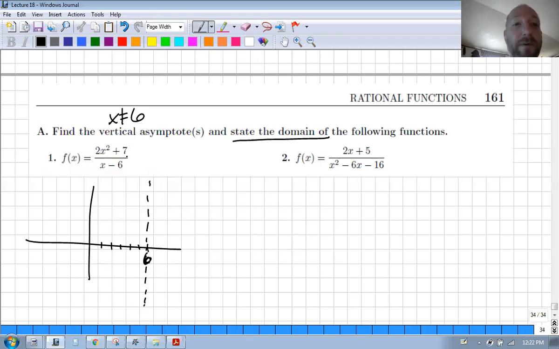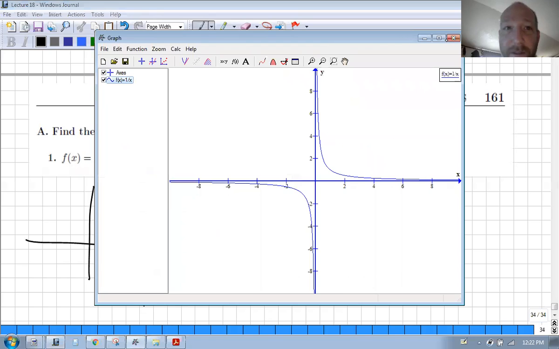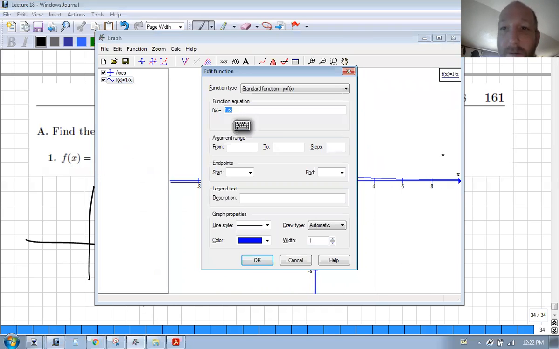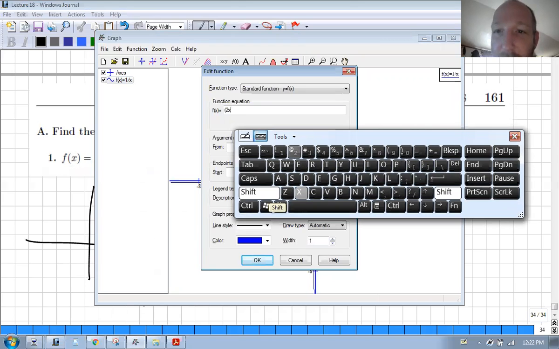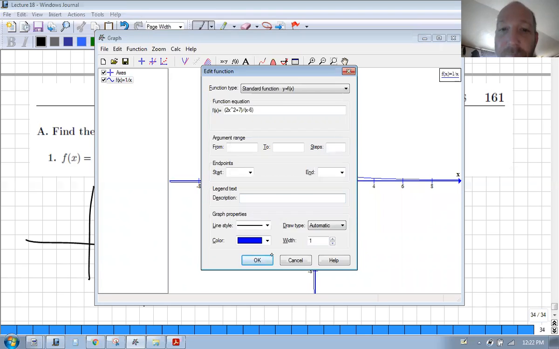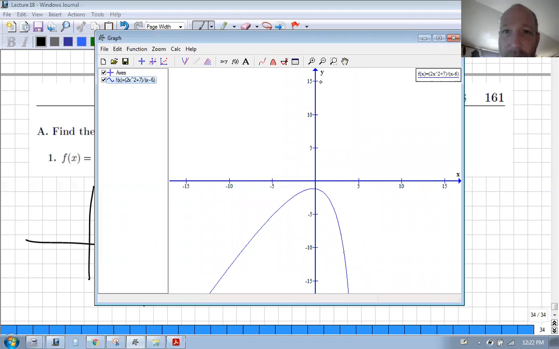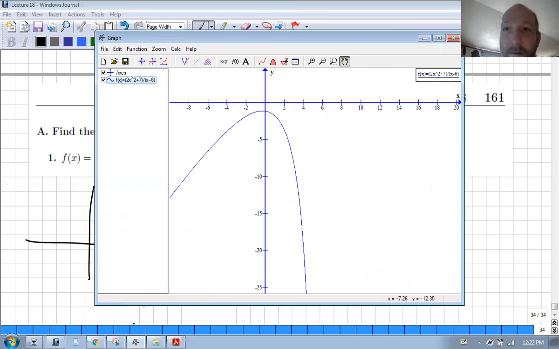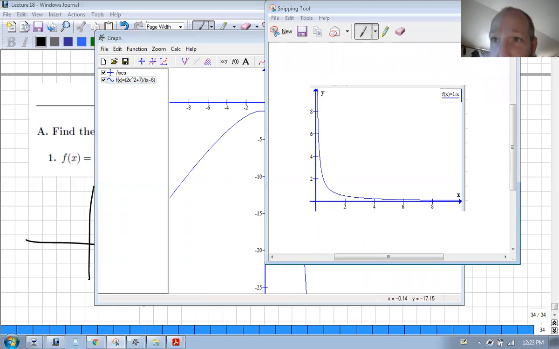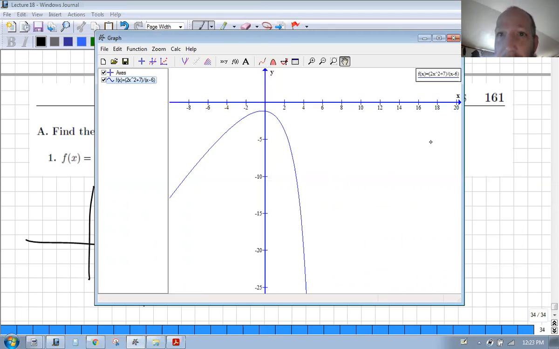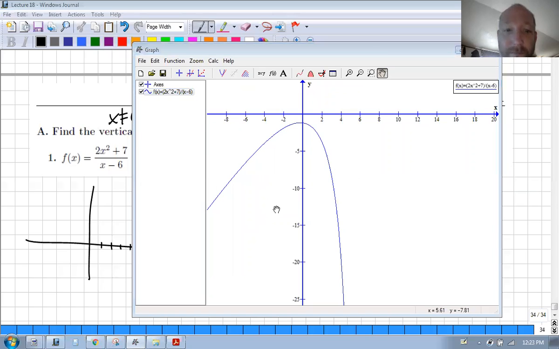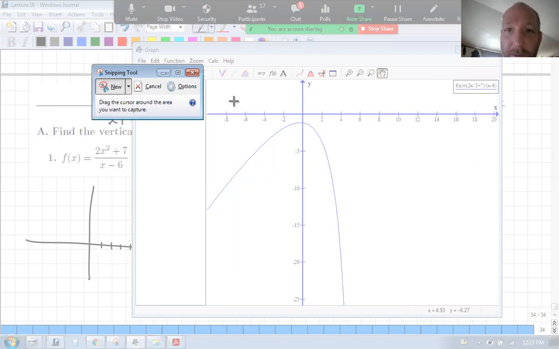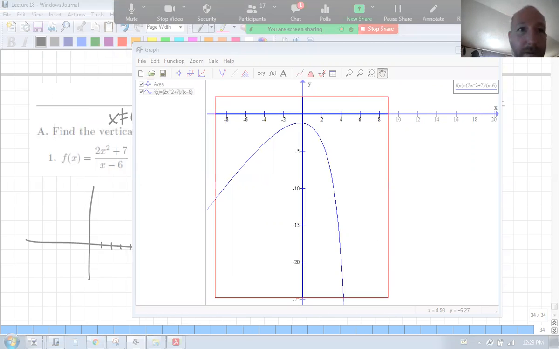If we looked at this, let's see, 2x squared plus 7, divided by x minus 6. Let me get a snapshot of this.